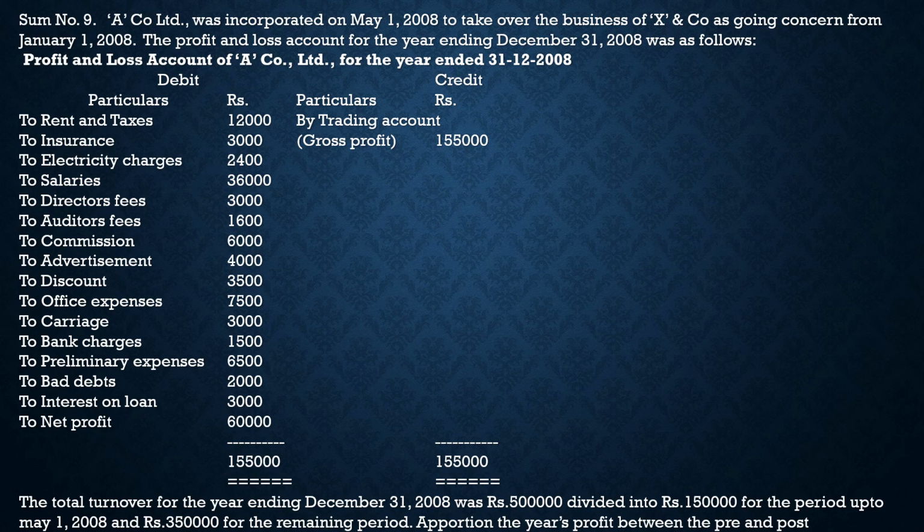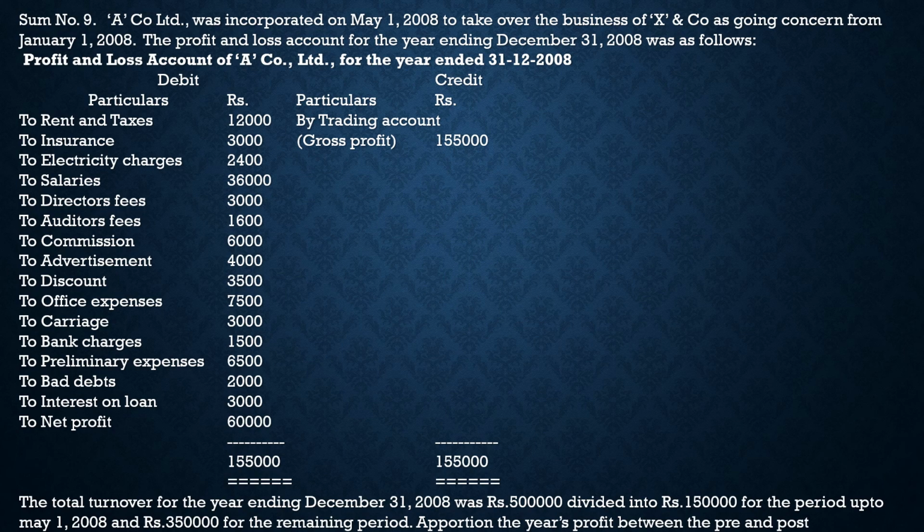Then auditor's fee, time ratio. Commission is nothing but related to sales. Therefore, sales ratio. Advertisement, the problem here is silent with regard to monthly. If it is given within brackets monthly, you'll take advertisement in time ratio. But here the problem is silent. Therefore, we'll take it in sales ratio. Discount, always sales ratio. Office expenses, time ratio. Carriage, sales ratio. Bank charges, time ratio. Preliminary expenses is nothing but formation expenses. Always allocated at post incorporation only. Bad debts, sales ratio. Interest on loan, time ratio.